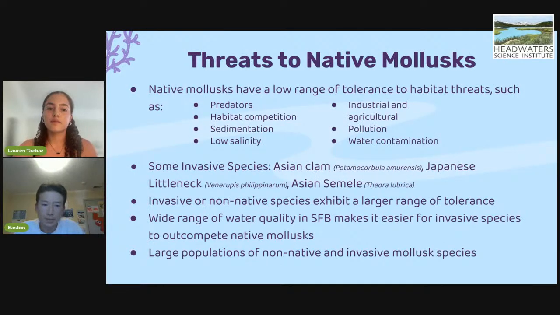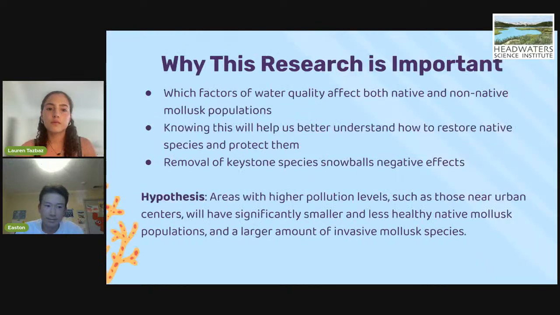Threats to native mollusks. Native mollusks have a low range of tolerance to habitat threats, such as predation, habitat competition, sedimentation, low salinity, pollution, and water contamination. Some invasive species in the San Francisco Bay Area include the Asian clam, the Japanese littleneck, and the Asian semele. Invasive or non-native species exhibit a larger range of tolerance, and the wide range of water quality in the San Francisco Bay makes it easier for invasive species to outcompete the native mollusks, leading to large populations of non-native and invasive species.